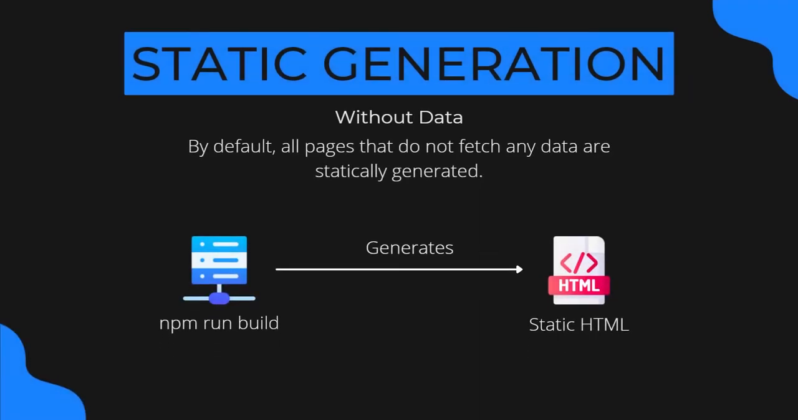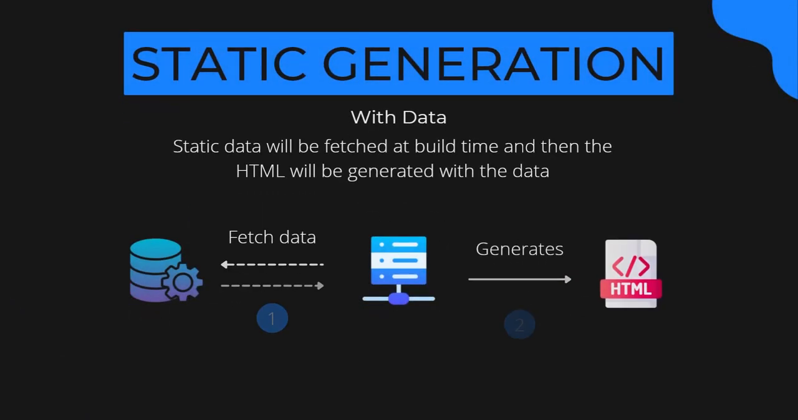Static site generation, or SSG for short, is a form of pre-rendering and it can be done with or without data. By default, all pages that do not require any form of data fetching are statically generated when the application is built for production. But you may run into the case that your page does need to fetch external data to be built properly. An example could be a blog article that needs to fetch the content inside of it. For this scenario, NextJS offers SSG with data.